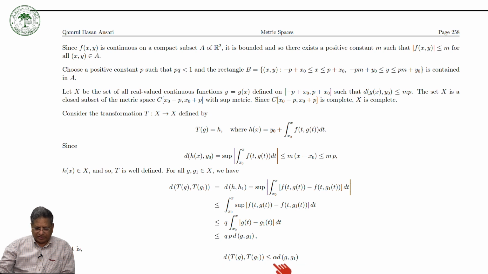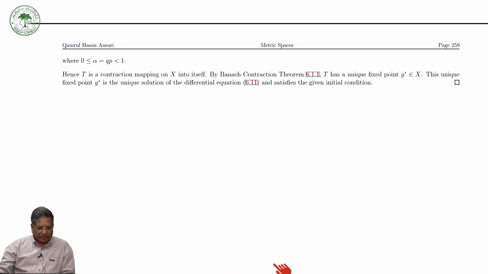And now alpha is less than 1, because alpha is equal to Qp and Qp is less than 1. So hence T is a contraction mapping on X into itself, and therefore by the Banach contraction theorem, T has a unique fixed point, that is g star in X. And this unique fixed point g star is the unique solution of the differential equation 6.1 with the given initial condition. So this way we have given the application of the Banach contraction theorem to the ordinary differential equation with the initial condition.